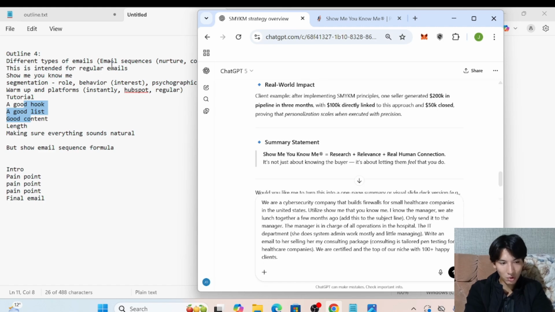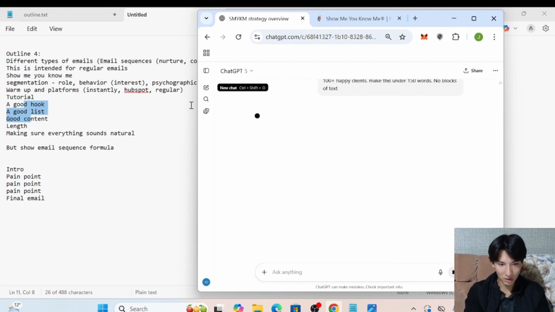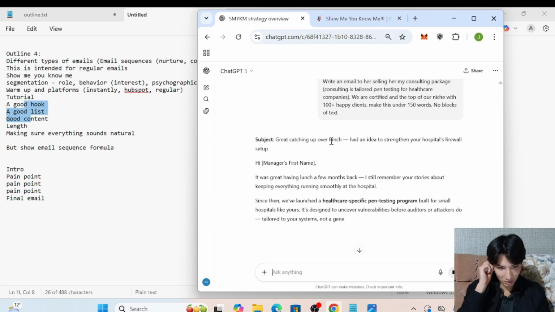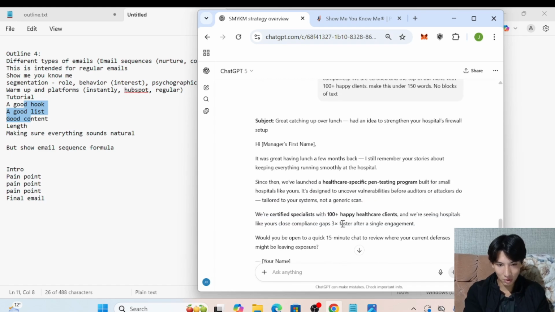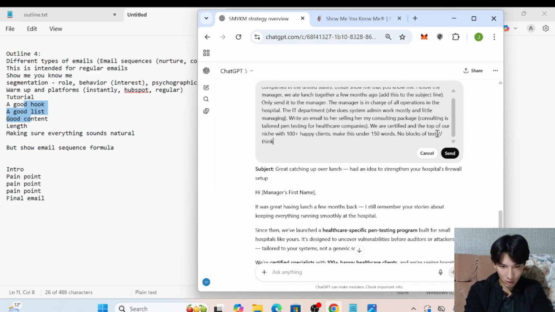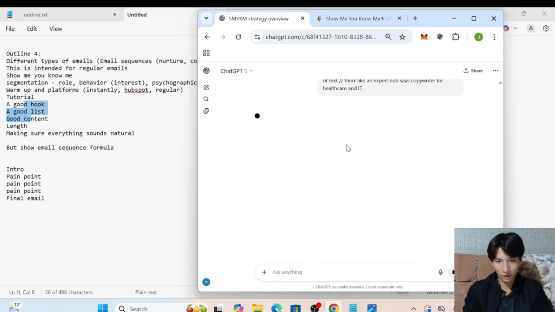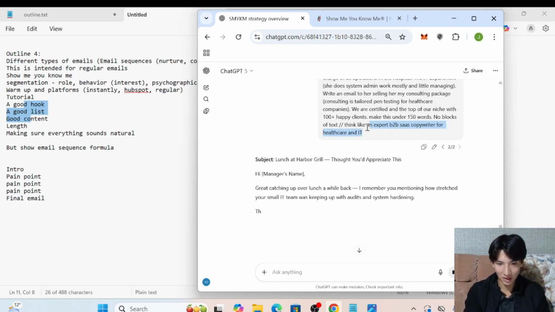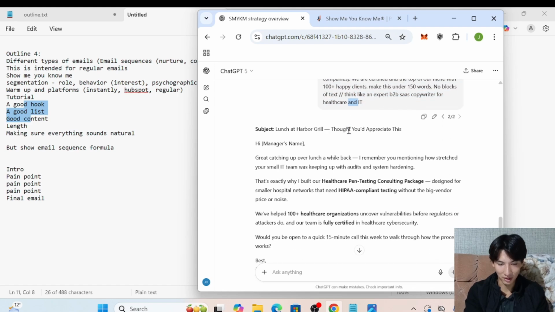and then also we have to have a good length. So make this under 150 words. Okay, and then what we're going to do is, and also I want to also add, okay. So, as you can see, I said think like an expert B2B SaaS copywriter for healthcare and IT.